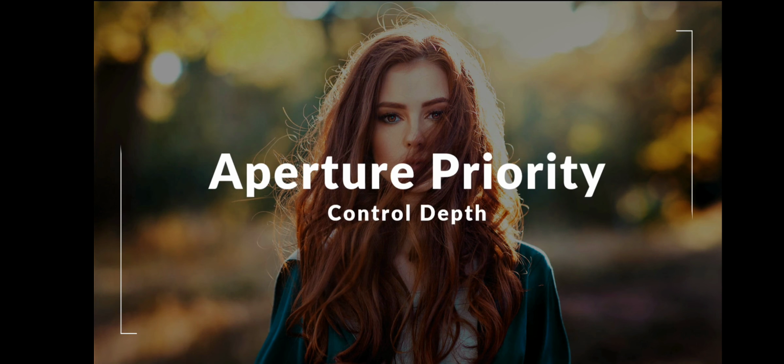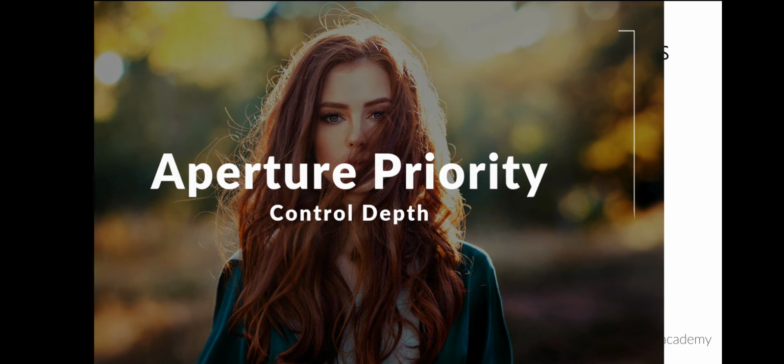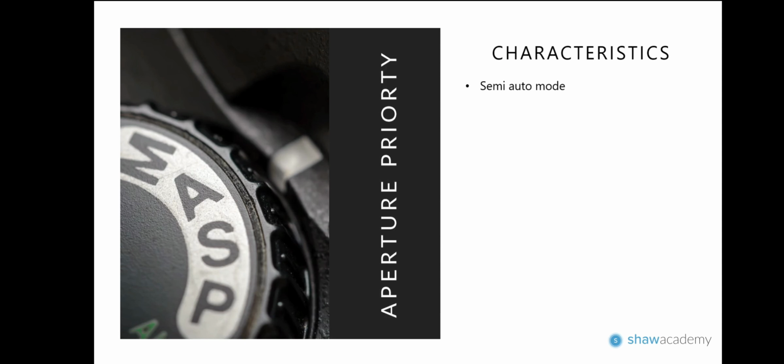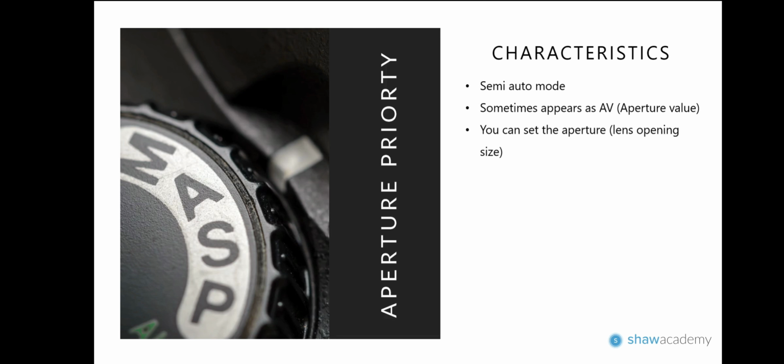As well as our shutter priority, we also have aperture priority. And very similar to shutter priority, aperture priority allows us to control only the aperture while the camera controls the rest. So aperture priority, another semi-auto mode. It may appear as AV depending on your camera, aperture value. And you can change the aperture, the lens opening size. So basically the aperture is located in the lens. It's not located in the camera. The aperture is located in the lens, and you can control the size of the opening using aperture priority.